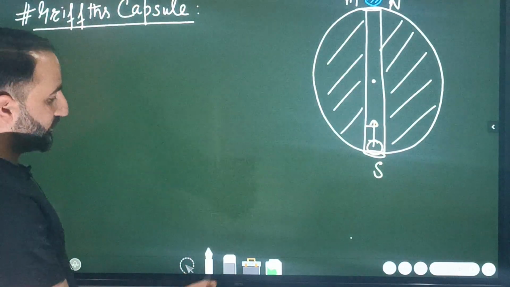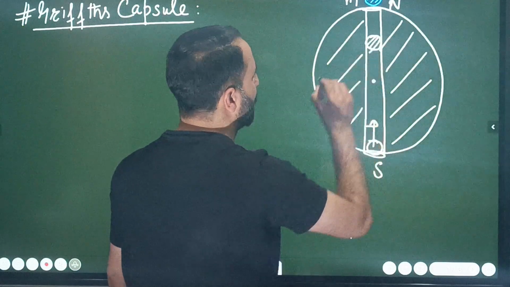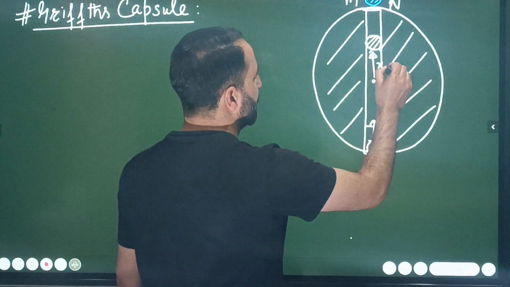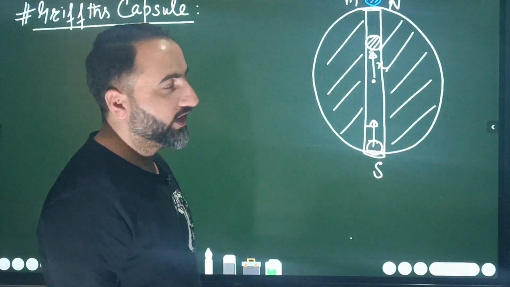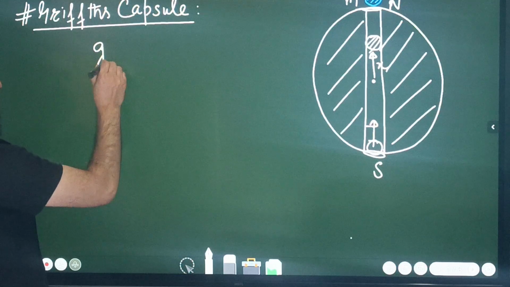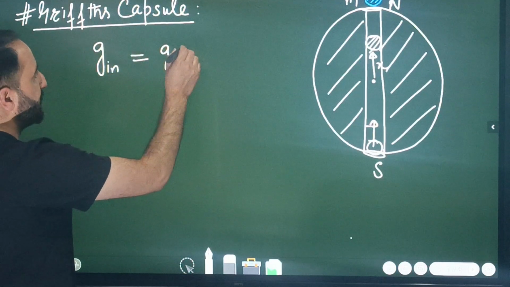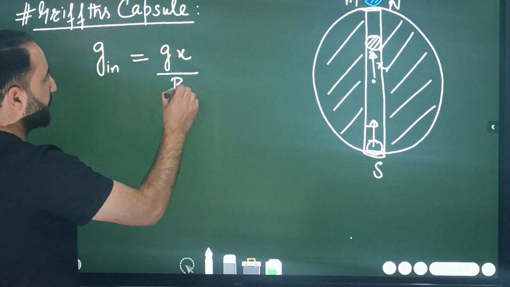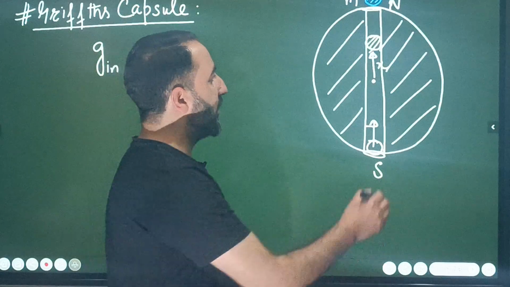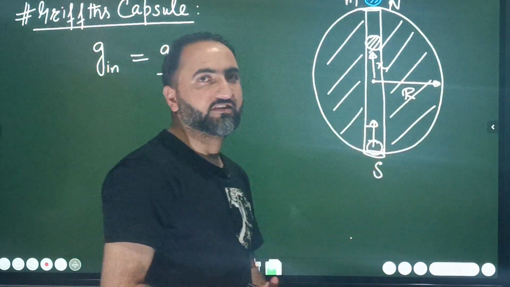Simply what we are going to do is, for example, this is the particle, it is at this very point, at a distance of x from the center. Now you must know that the acceleration due to gravity inside the earth is equal to g multiplied by x divided by R, where x is simply the distance from the center and R is the radius of the earth. So this is R, the radius of earth.